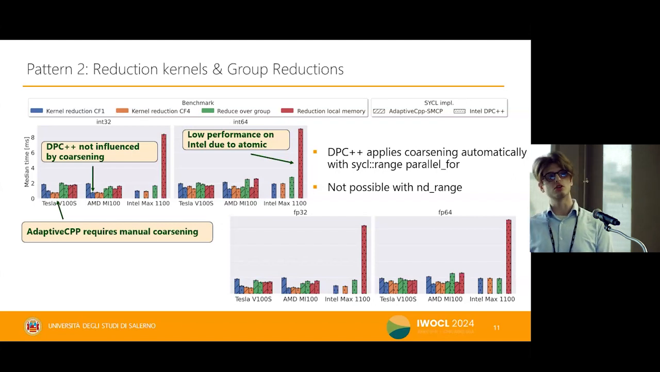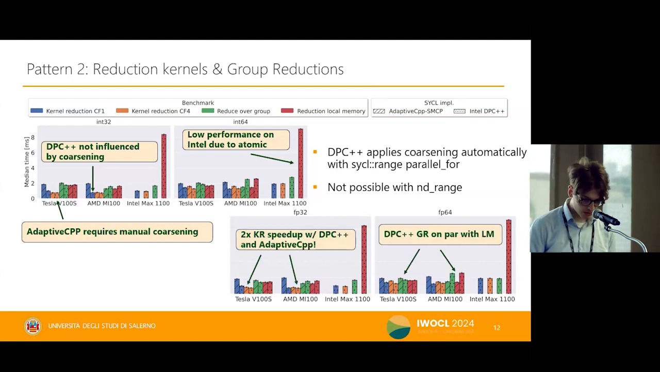It just takes the whole data, tries to spread your reduction all over the GPU, and in case it doesn't fit the execution, just applies further coarsening. Interesting to see that in our implementation using kernel reduction, we managed to get a 2x speedup with AdaptiveCpp compared, for example, to group reduction and also to local memory reduction, which means that the implementation is quite good. Instead with DPC++, group reduction is on par with local memory reduction.